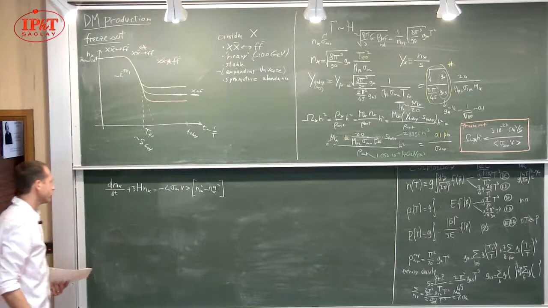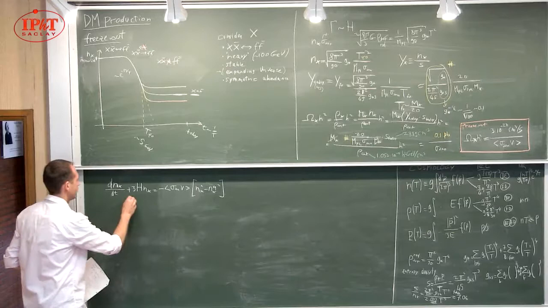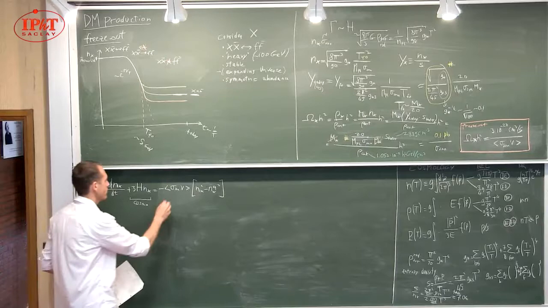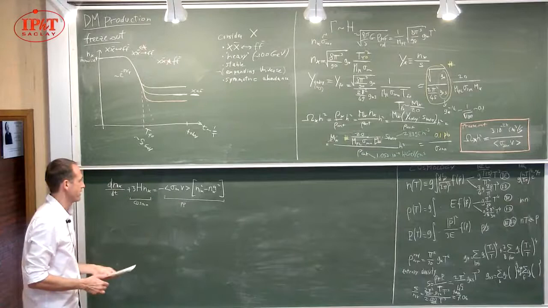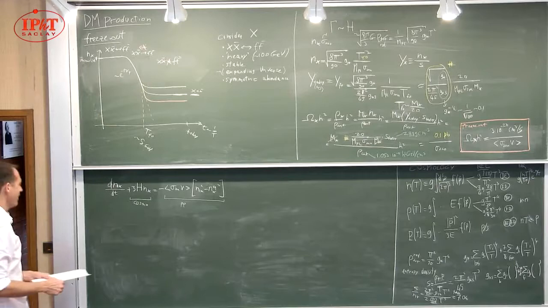So what I'm saying is that there are two terms in the equation. The term which is referred to cosmology, which is this one here, and the term which is referring to particle physics, which is this term here, right? So if there are no particle physics effects, so if there are no annihilations happening and nothing like that, then this equation is very simple to solve.